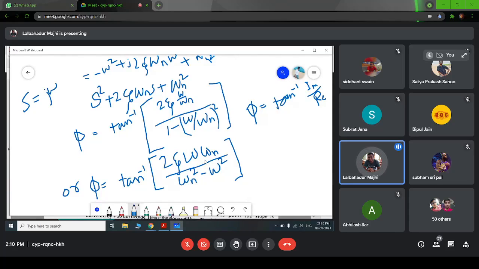We don't have to remember this. If you understood this equation, you can easily formulate the angle calculation for a second order system. If it is on the denominator side it will be minus, and if it is on the numerator side it will be plus. This is the phase angle calculation of a complex conjugate pair of poles.